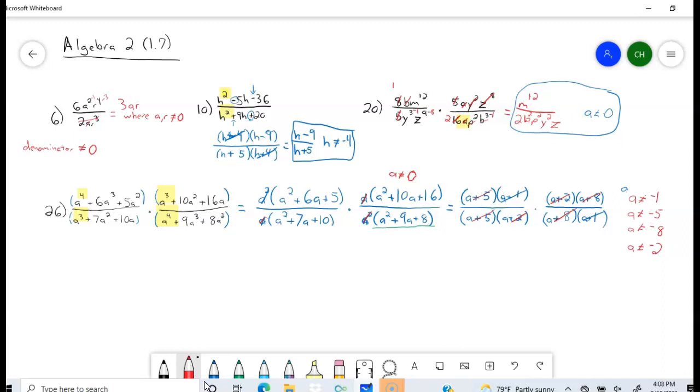All right, so what do we do when everything cancels? Well, the answer is just 1, where a cannot equal -8, negative 5, negative 2, negative 1, or 0.